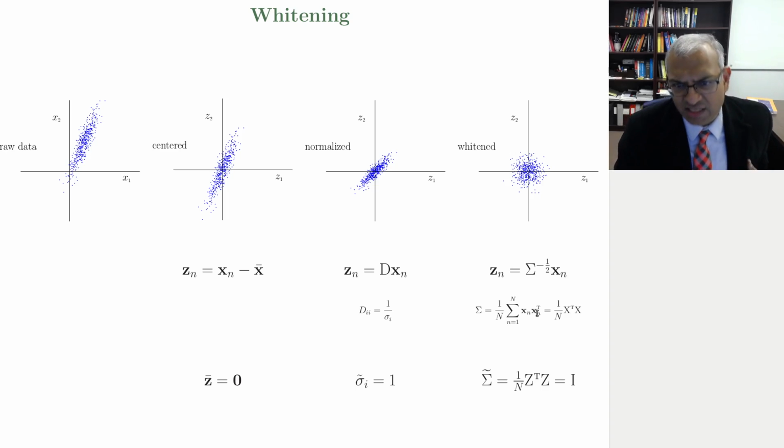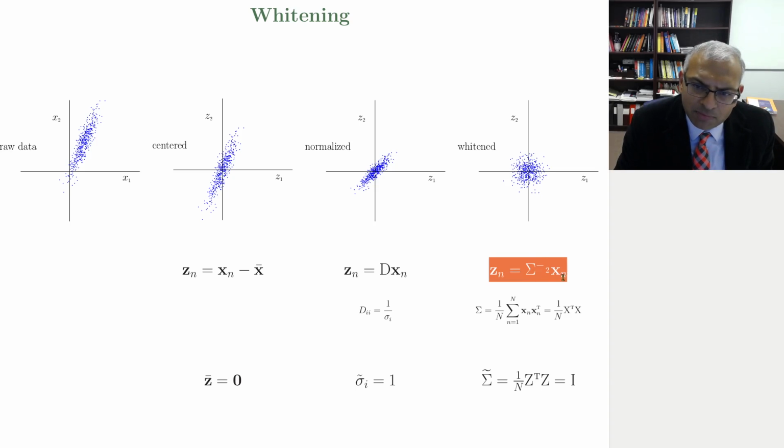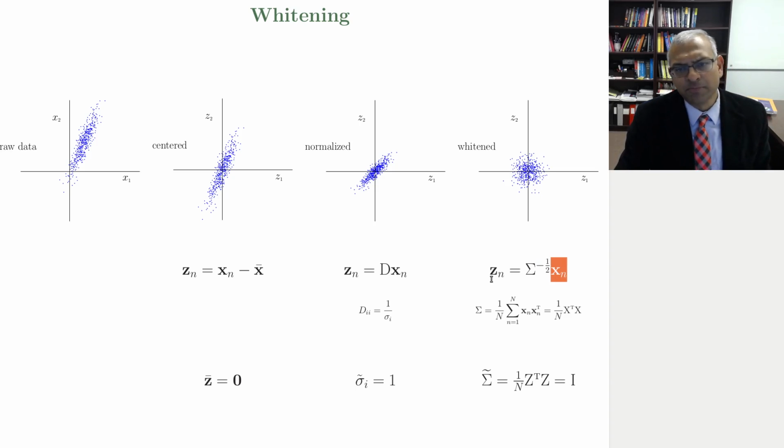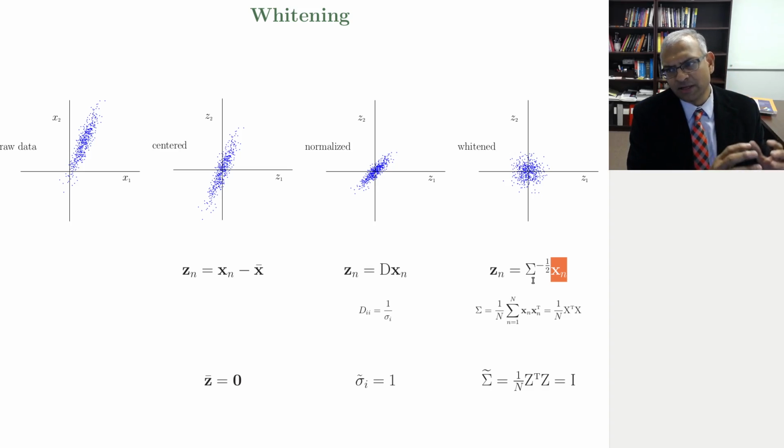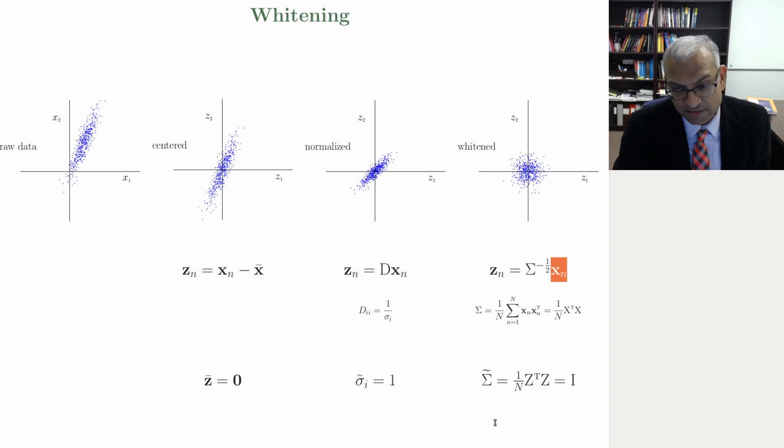I'll leave it as an exercise for you to prove that if you implement this transform on the raw data xn and compute the sum of the outer products of zn and zn transpose, you will find that you get a sigma that cancels out the sigma inverse, and so you will get the identity. Okay, I leave that as an exercise.